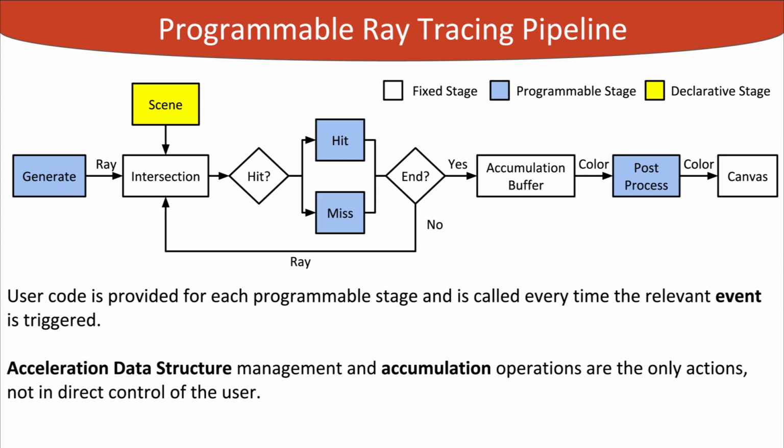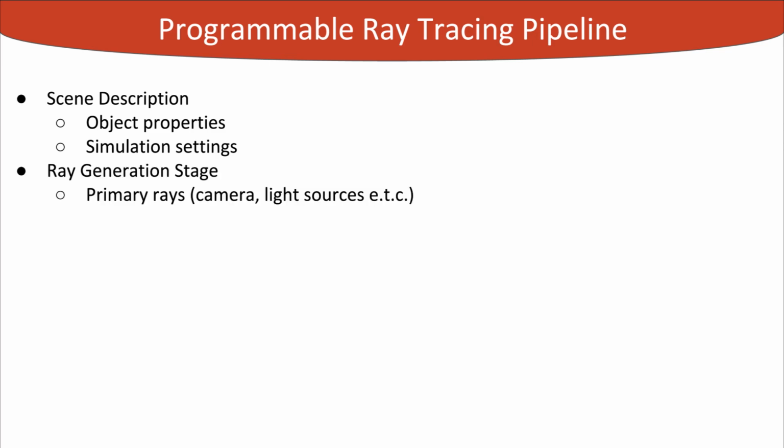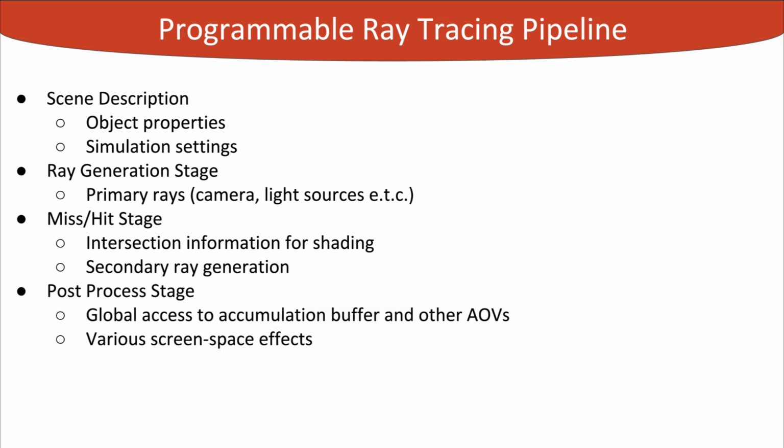We do not expose the internals of acceleration data structures to the Rayground developer for simplicity and future-proof code design, since the internals of the ray tracer are likely to change. Similarly for the accumulation operation, which is fixed to additive alpha blending. So, we have the following configurable stages: scene definition, where the user specifies object properties and global simulation settings; the ray generation stage for primary rays; the miss or hit stage, where intersection data become available and new rays are spawned into the scene; and the post-processing stage, which completes the image synthesis for the current rendering frame.